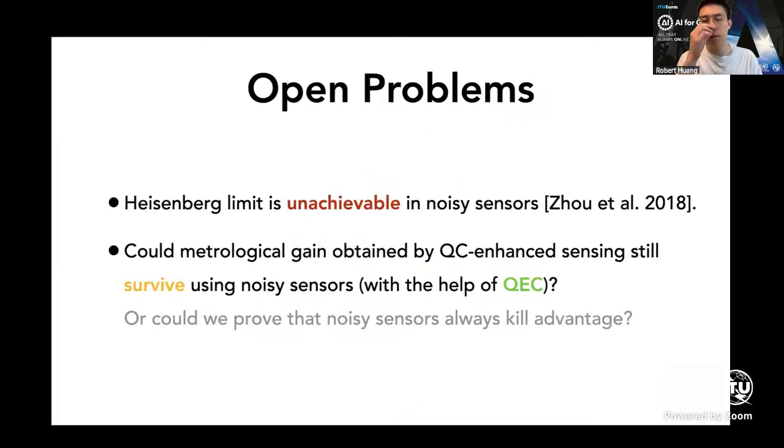So towards the end, I wanted to say a few open questions. The first is that it is well known that the Heisenberg limit is not achievable when we have a noisy quantum sensor. However, quantum computing enhanced sensing represents a new paradigm that might be inherently very different from the standard maximizing QFI type advantage. And hence, perhaps some of these new metrological gains, some of these new sensing advantages will still survive under a noisy quantum sensor. So that is a very important open direction to be explored further.